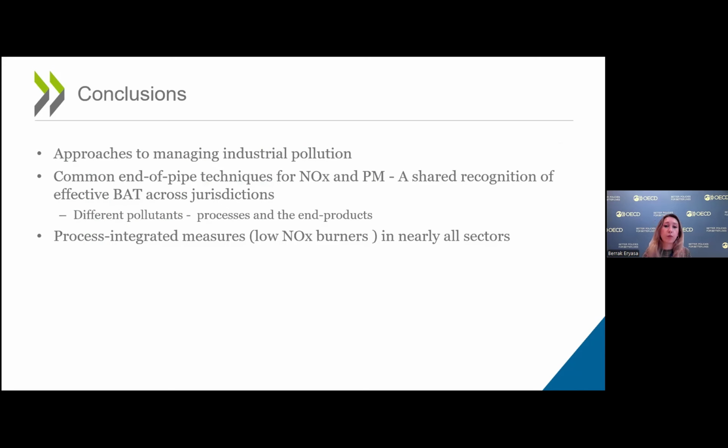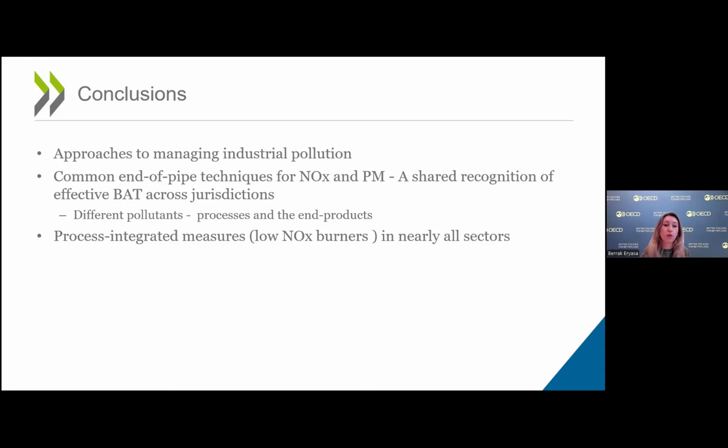In conclusion, what we've noted is that there are common and varying approaches to managing industrial pollution in the iron and steel sector, but we've also noted the common end-of-pipe techniques for certain pollutants such as nitrogen oxide and particulate matter, which means there is a shared recognition of effective BATs across jurisdictions. There were also different pollutants with different BATs, which meant there were different processes and end products. So the BATs diverge due to these two factors.